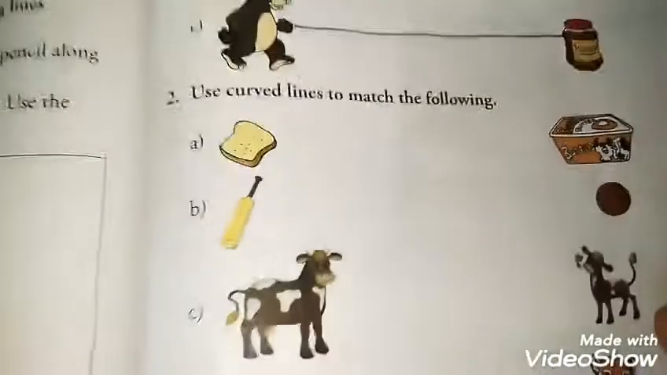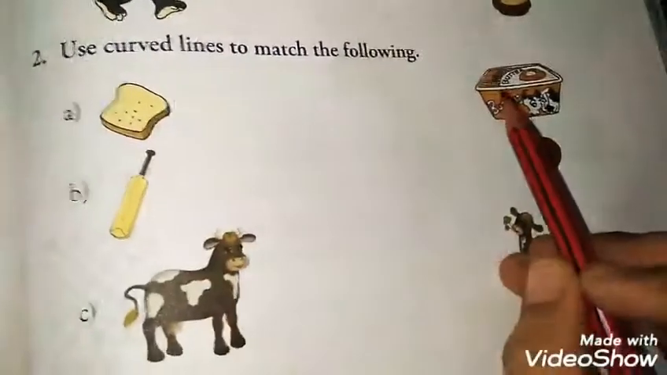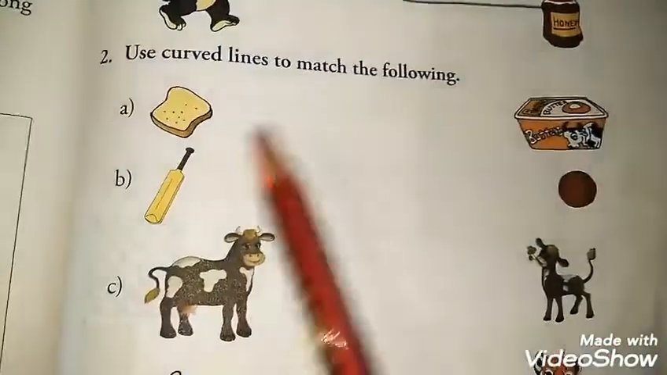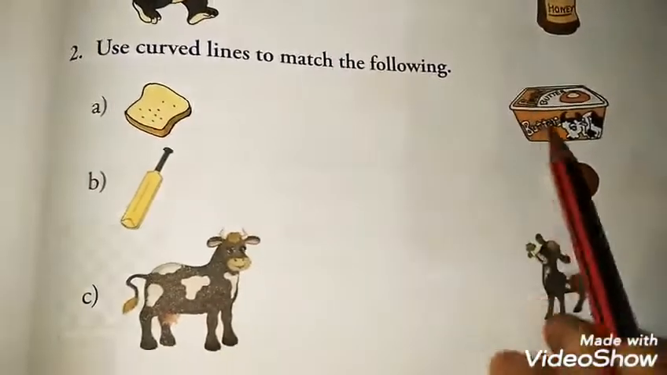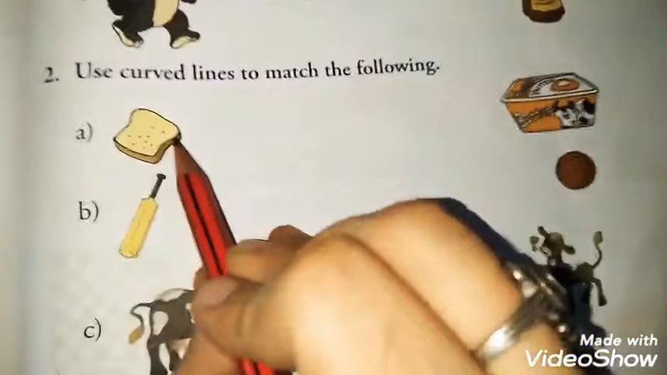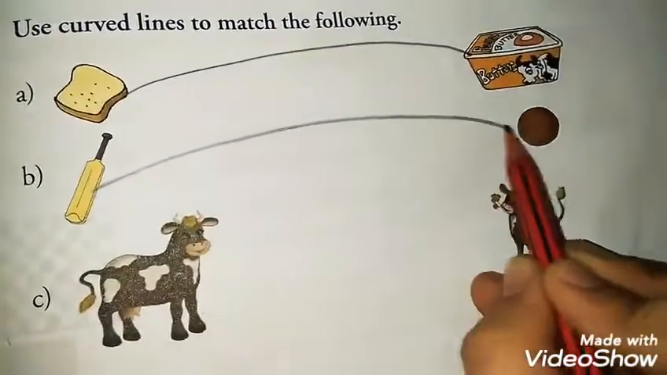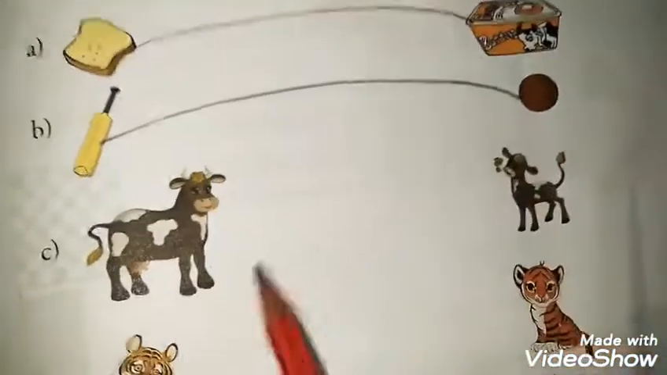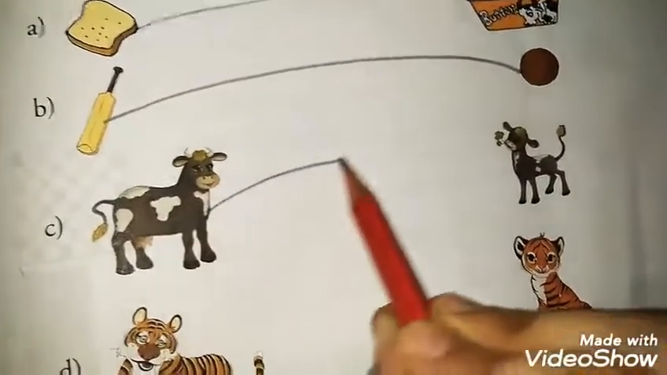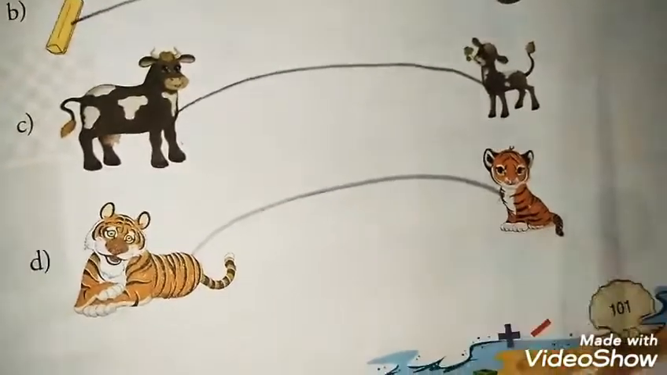Next, use curved lines to match the following. You have to use curved lines to match them. Students, you can draw a curved line like this also and you can draw like this also. It's freehand. So, bread with butter, bat with ball. See, this one is a curve, no? Right? Cow with a baby cow and lion with a baby lion.